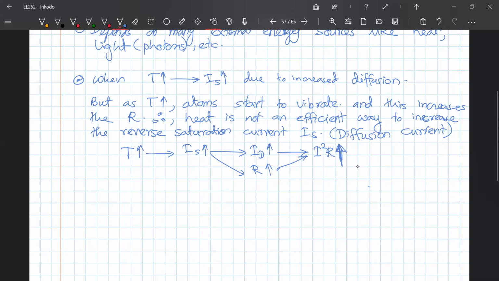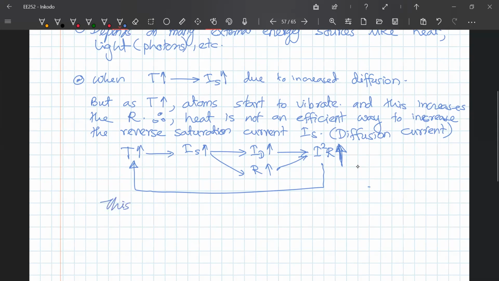And because of this, I squared R heat is generated. That heat is going to increase the temperature even further. And that is going to increase IS further. That is going to increase ID and R further. And it's going to generate even more heat. So this is going to go into a positive feedback. After a while, there is going to be so much heat, the diode is going to overheat and burn. This is called thermal runaway.